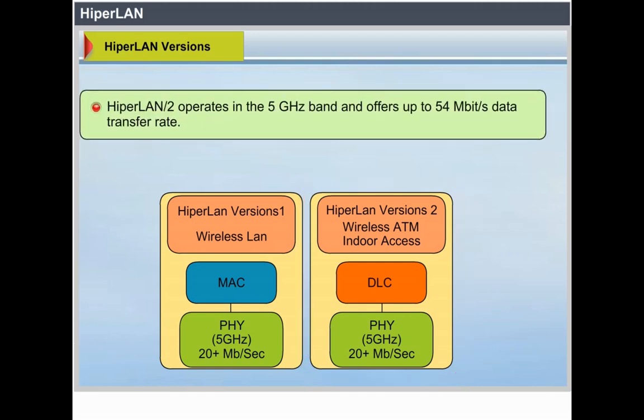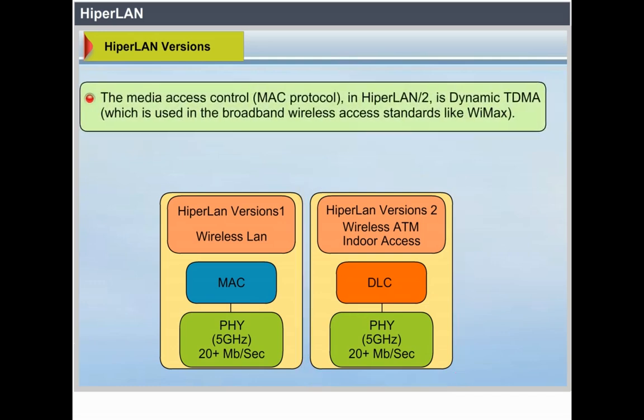HyperLAN 2 operates in the 5 GHz band and offers up to 54 Mbits per second data transfer rate. The Media Access Control (MAC) protocol in HyperLAN 2 is Dynamic TDMA, which is used in broadband wireless access standards like WiMAX.